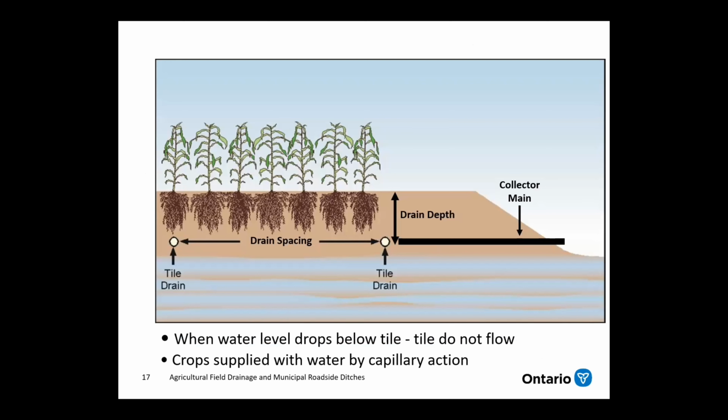Okay, so water level drops below the tile. The tile does not flow. The tiles themselves don't suck water in. It only is an outlet for gravitational water that's above the bottom of the tile. So when the tile no longer has water above it, the tile drainage flow stops. Crops are supplied with water via capillary reaction in that soil. So that soil where the roots are is not dry, but it has the excess water removed. So there's a mixture of air as well as water.